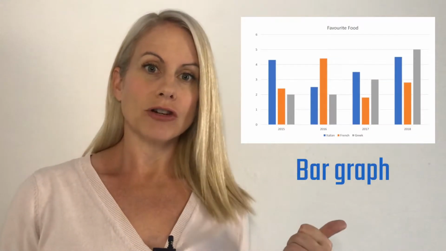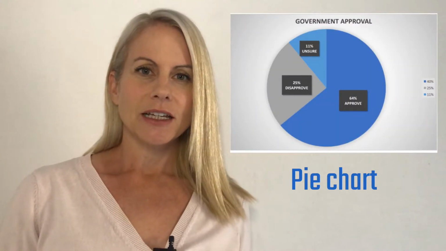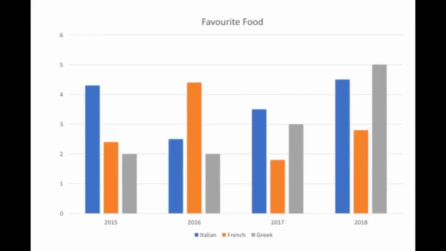So today we're going to look at three of the most common types of charts and graphs. This is a bar graph, a line graph, and a pie chart. Let's start off with the bar graphs. And a bar graph is usually used to describe differences between different categories of things. In this bar graph, we have categories of types of food and the number of people who chose that as their favorite. And then those choices are compared between the years 2015 to 2018.